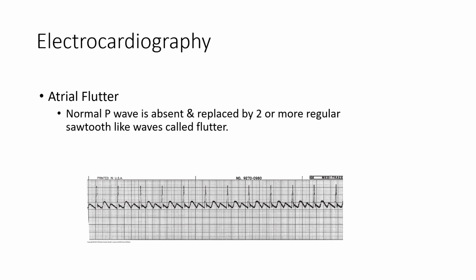Atrial flutter is marked by a normal P wave that's absent and replaced by 2 or more regular sawtooth patterns, like waves called flutter. And so you'll see it almost looks like a wave or sawtooth, and you'll have a couple different exaggerated P waves before you get to a QRS complex. If the R waves are still regular, that will not interfere with gating. That is an arrhythmia.